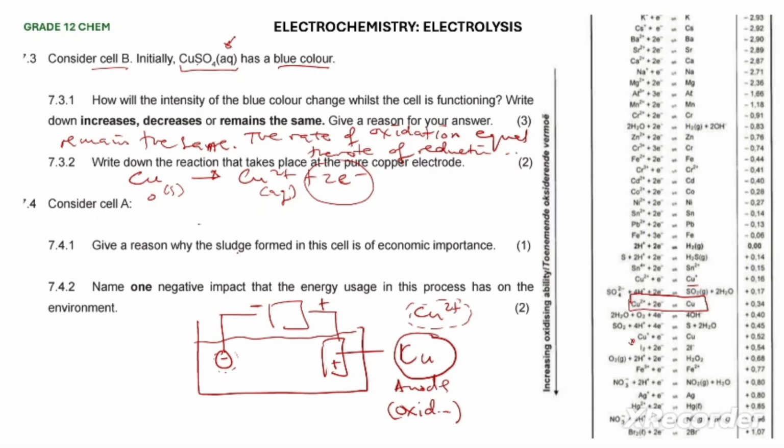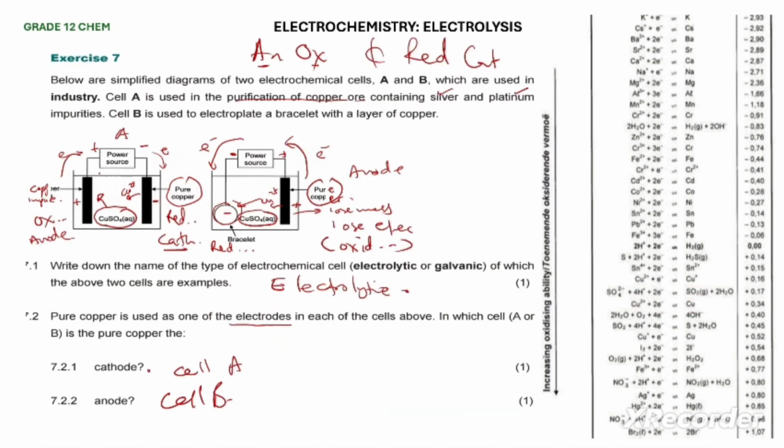Consider cell A. Give a reason why the sludge formed in this cell is of economic importance. Remember, cell A is about refining. Let's go back there. Right, it's about refining some impure substance made up of what? Of silver and platinum. Right, so they're saying, can you tell us the sludge is the impurities that are going to form down here? Why are they of economic importance?